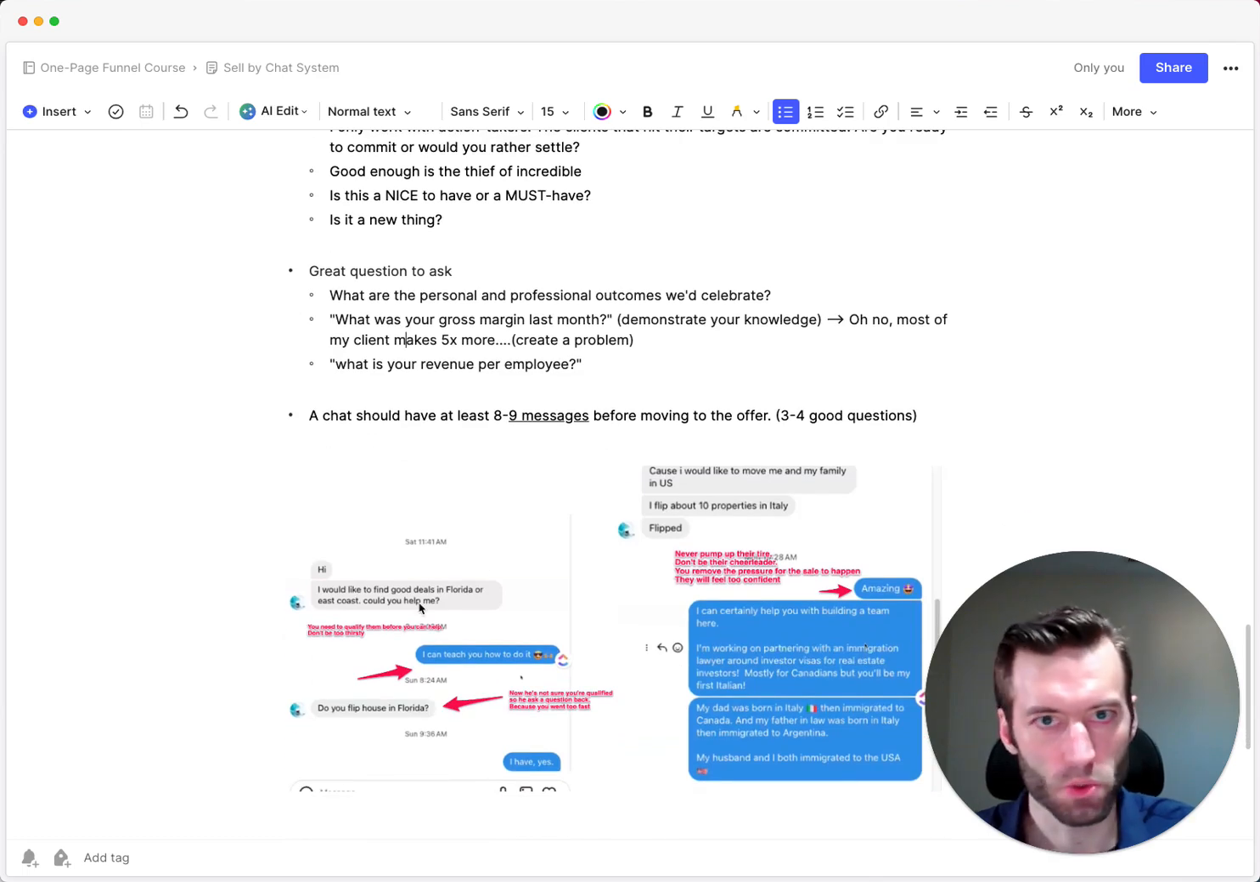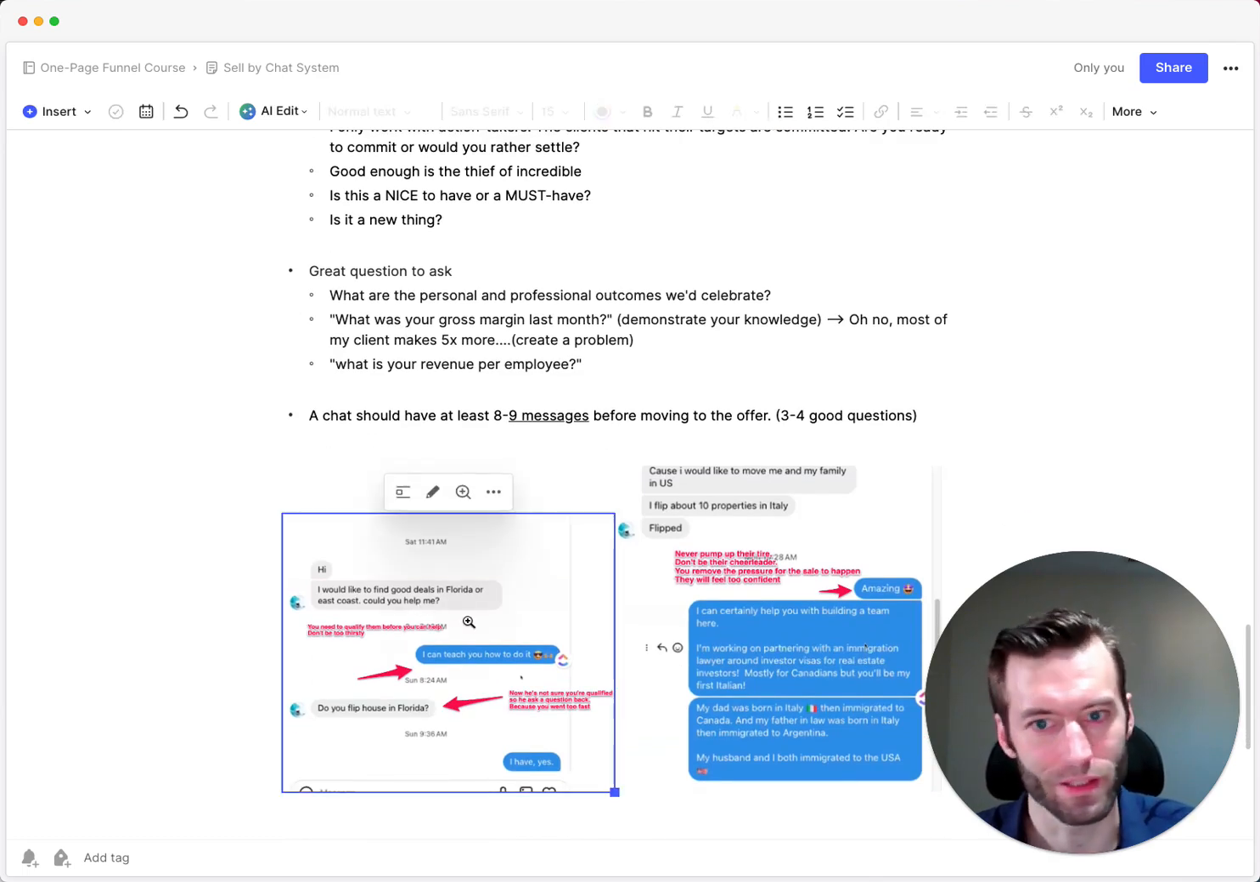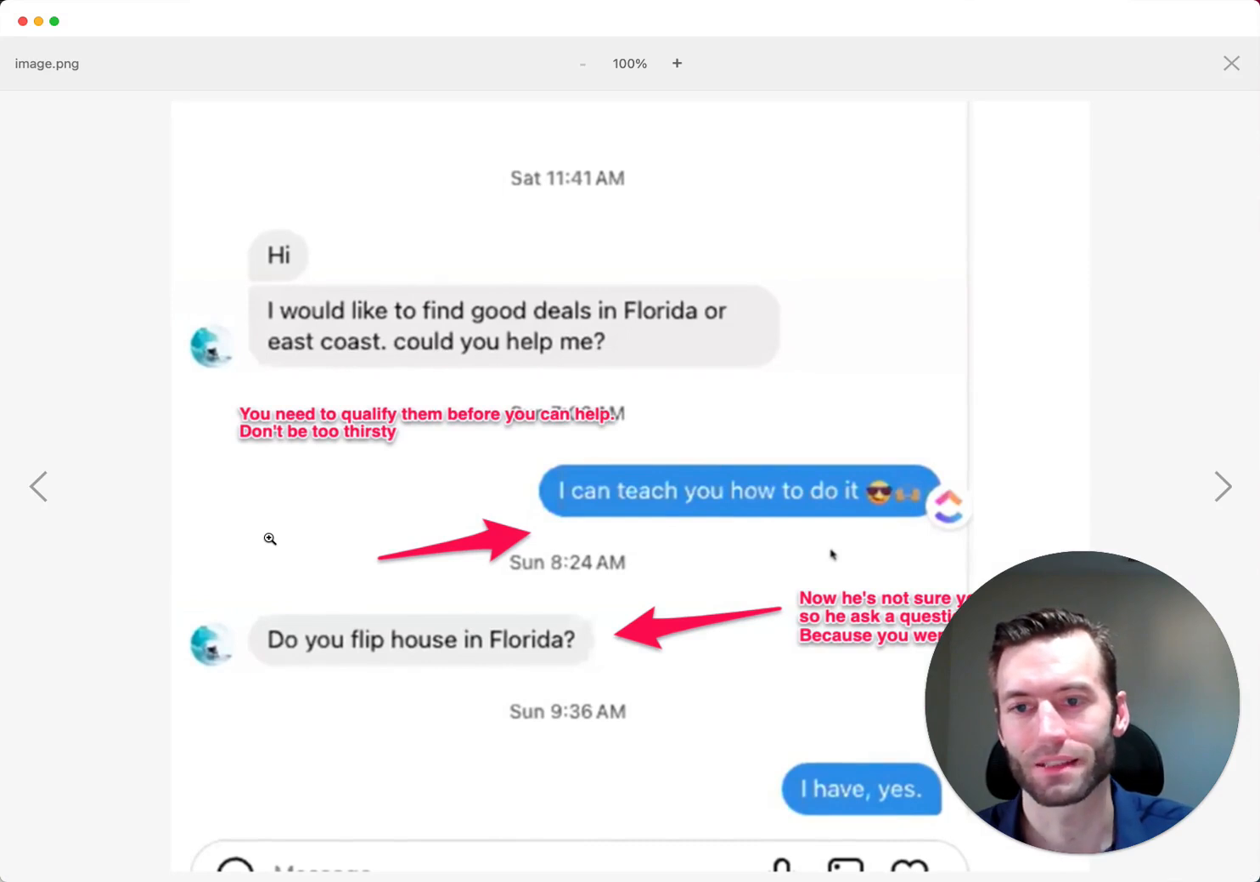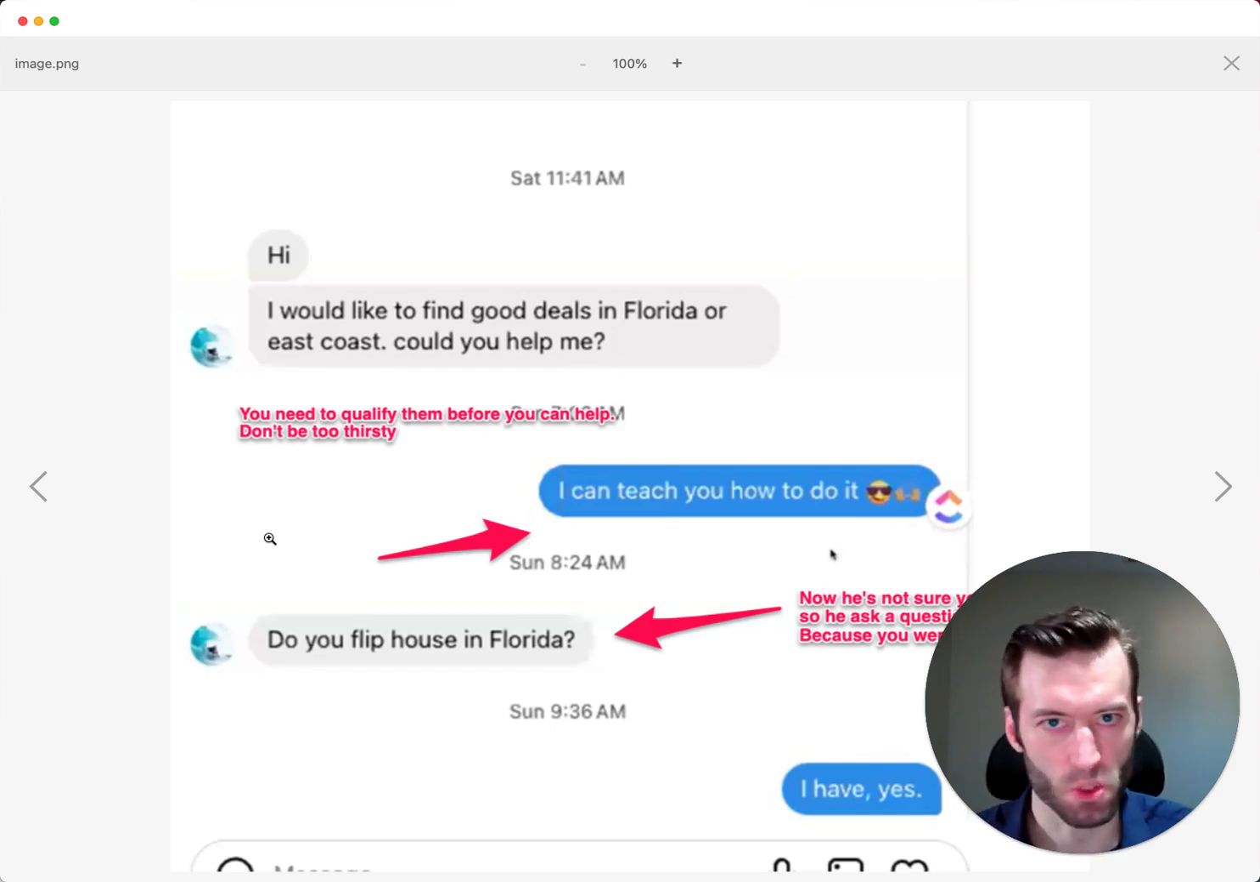So here are 2 other examples of what not to do. In this case, this is an inbound lead. So someone replied like, hi, I would like to find good deals in Florida or East Coast. Could you help me? So that's great. That's showing interest.